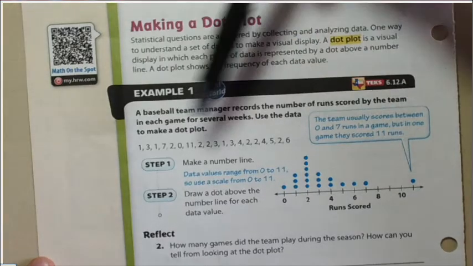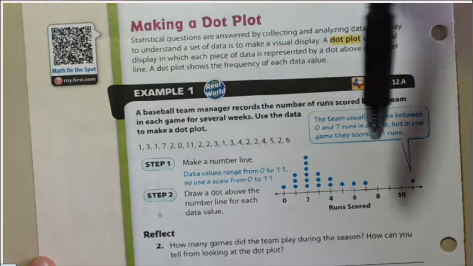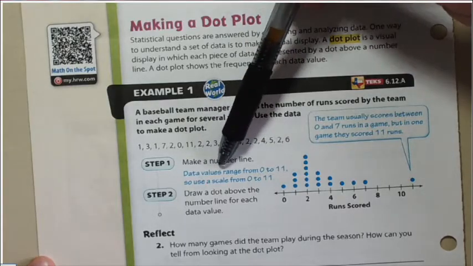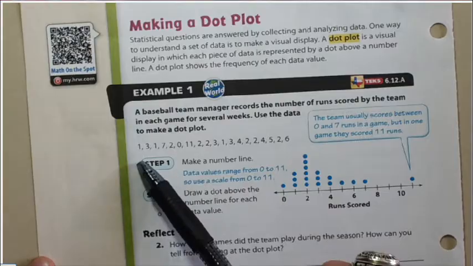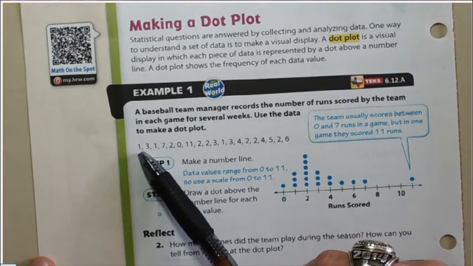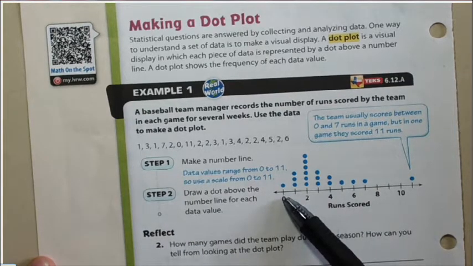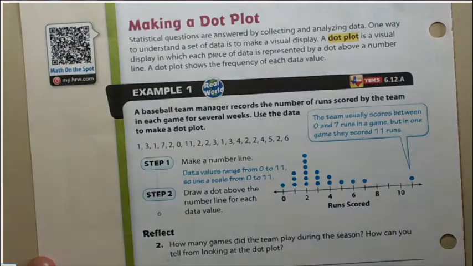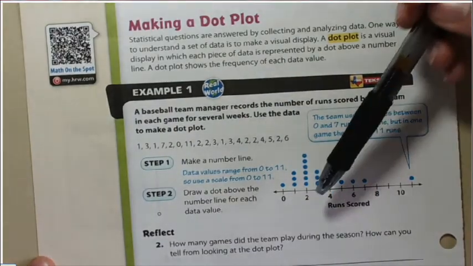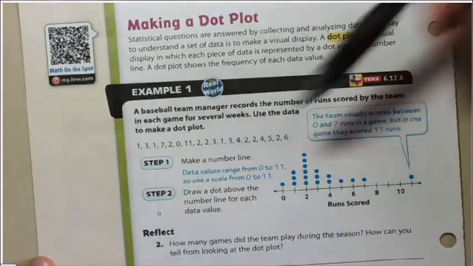So we have all of our data here, and it says to make the number line. It's already done for us, and the data values range from 0 to 11. So that's where all that is. So what they did is they just took whatever number that they had, that's how many runs they scored, and they put it above the number line. So 1 would go right here, 3, just like a bar graph, but without an actual bar or a y-axis. You're just putting the dots all the way up. So that's what that is.